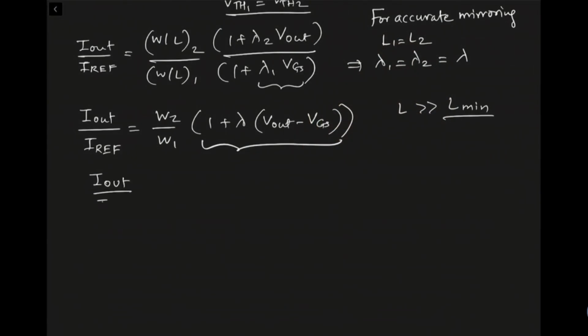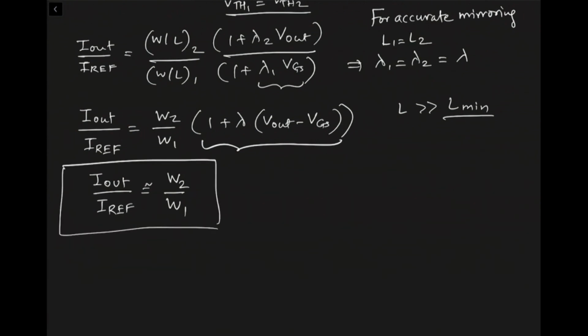If I ignore the lambda or keep lambda as small as possible by choosing large channel length, then we can see that, hey, I out divided by I ref is equal to W2 divided by W1. This would be our first approximation that we could get.